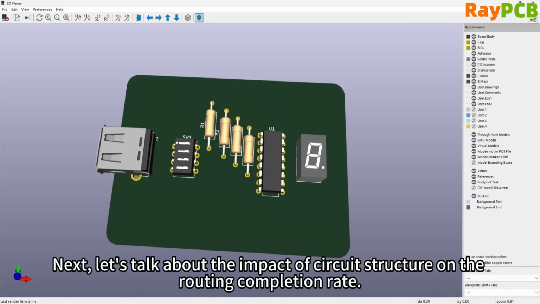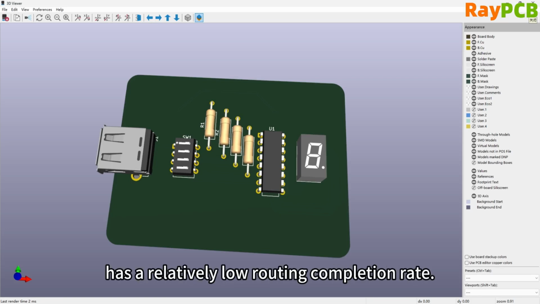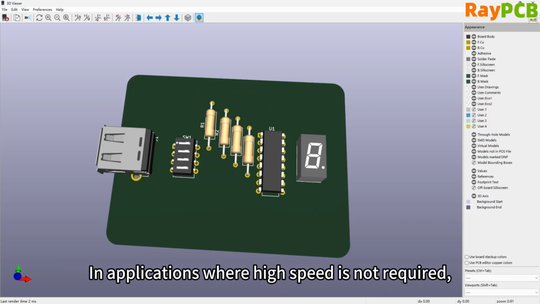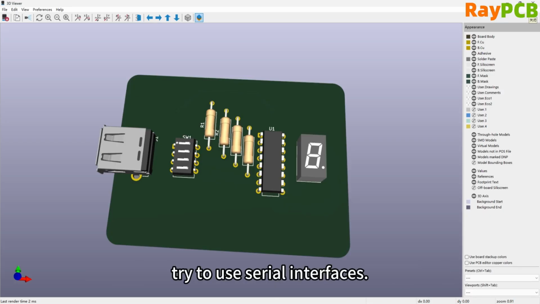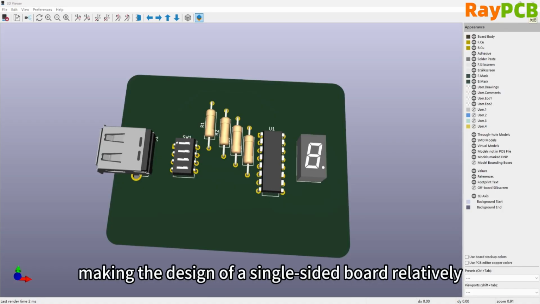Also, regarding the impact of circuit structure on routing success rate, for example, in a single balanced machine circuit, a parallel port bus structure has a relatively low routing success rate, while a serial port bus structure achieves a higher routing success rate. In situations where high-speed operation is not required, it's best to use serial wiring as much as possible. This can greatly simplify the circuit routing, making it relatively easier to design a single-sided board.